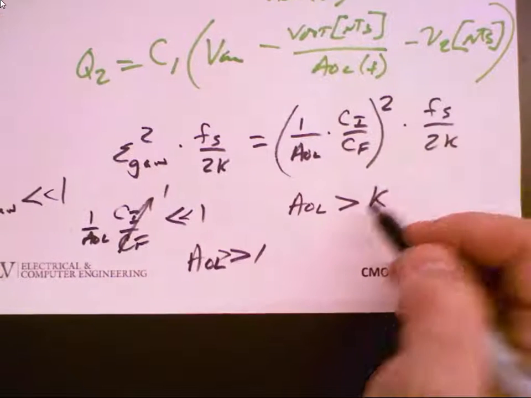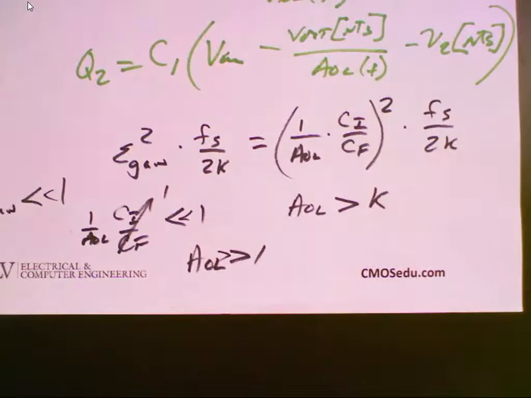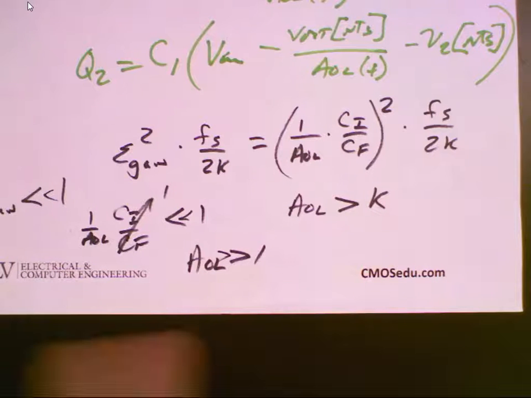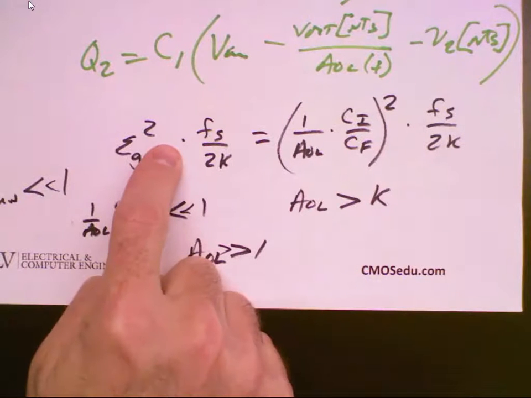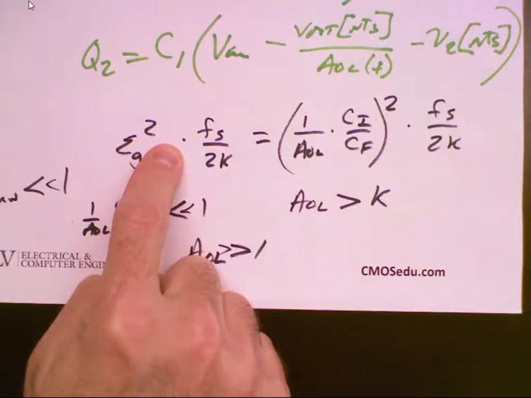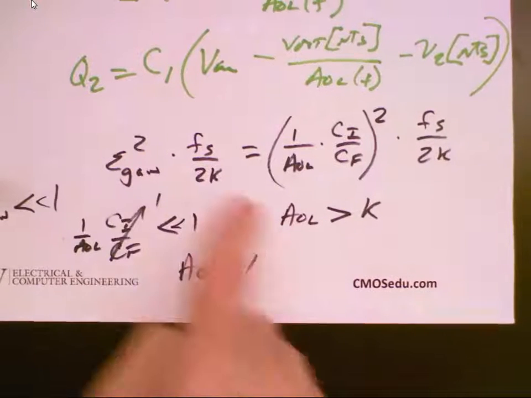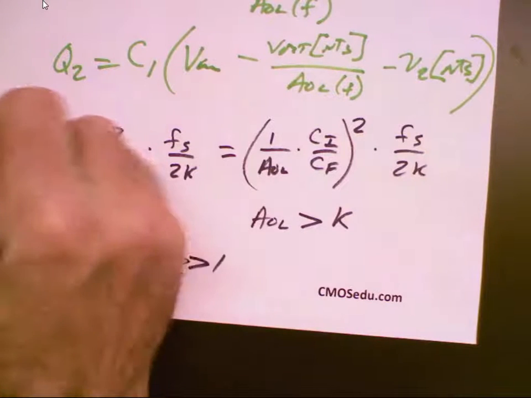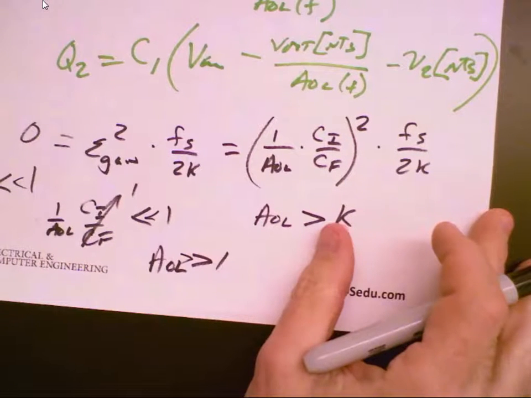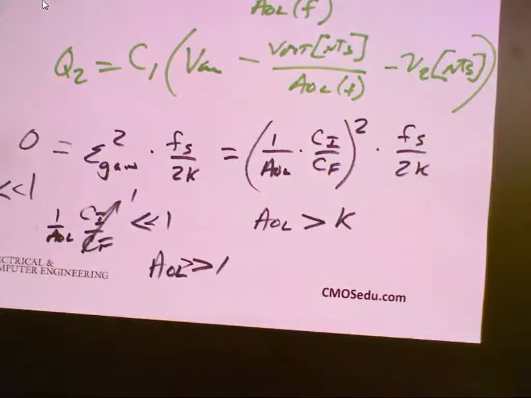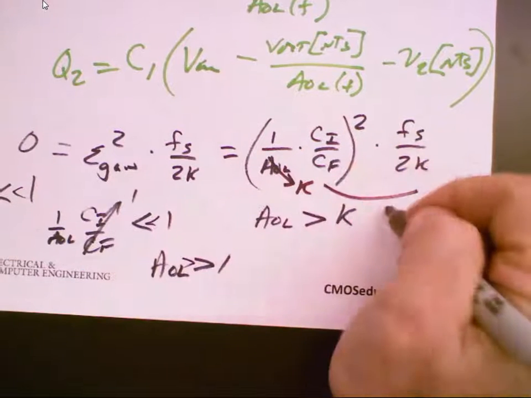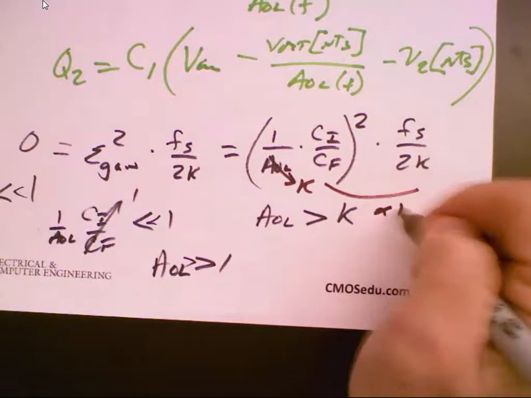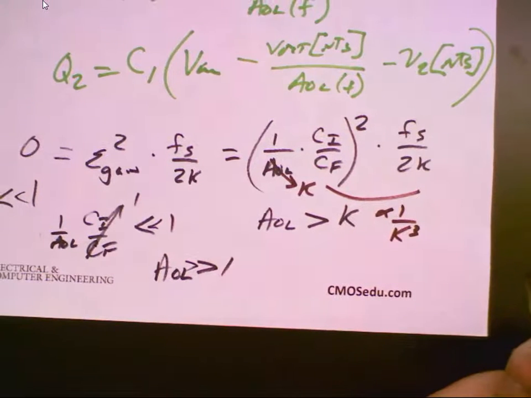Okay, so then if I go over here and I look at the second term here, I say, well, okay, where does the gain error come into play? I want this term to basically be 0. Okay, if this term's basically 0, then I can neglect this. So if this term was 0, okay, then I say AOL is equal to K. So then this becomes some constant, we'll say proportional to 1 over K cubed. Does everybody agree with that?